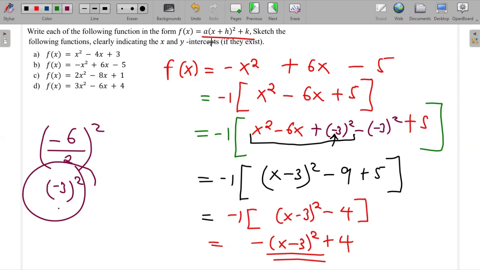So we can pick out those constants that they said. So what is my a? I see that outside the bracket I have a minus, so my a is minus 1. My h is whatever is combining with the x, which is just minus 3, and then my k is what? The constant which is outside, which is 4. So I've expressed this quadratic equation in the form that they wanted there.